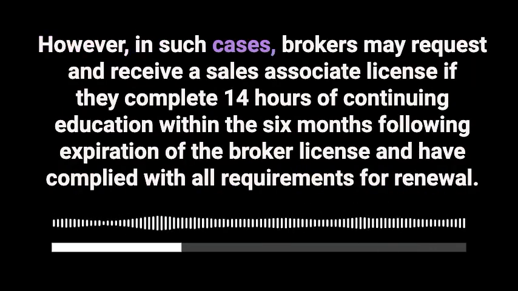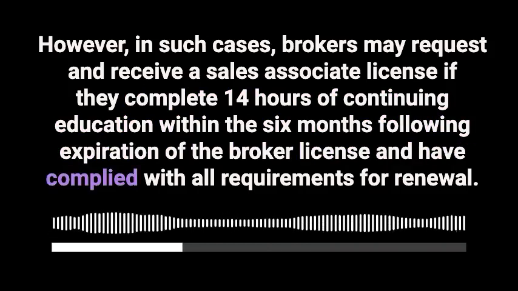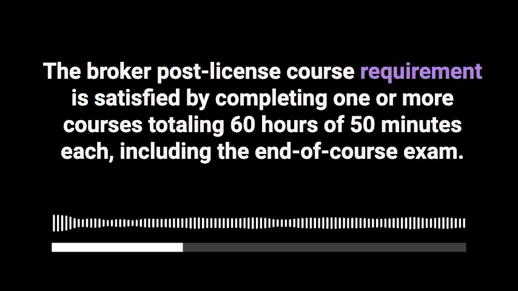However, in such cases, brokers may request and receive a sales associate license if they complete 14 hours of continuing education within the 6 months following expiration of the broker license and have complied with all requirements for renewal. The broker post-license course requirement is satisfied by completing 1 or more courses totaling 60 hours of 50 minutes each, including the end-of-course exam.